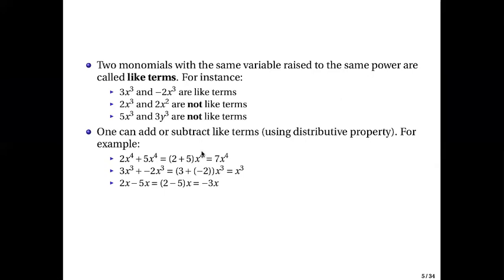Now, when you do this, for example, in a quiz or an exam, you don't have to show this middle part. You can just combine 2 plus 5, that's 7. So you have 7x to the 4. Or in here, you have 3 plus negative 2, that's positive 1, so you'll just get immediately this x cubed here. Similarly for this one. So you don't have to show this middle part. Questions so far?